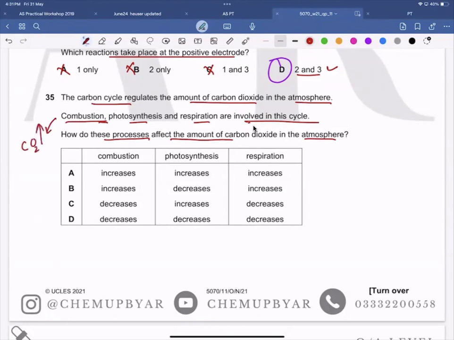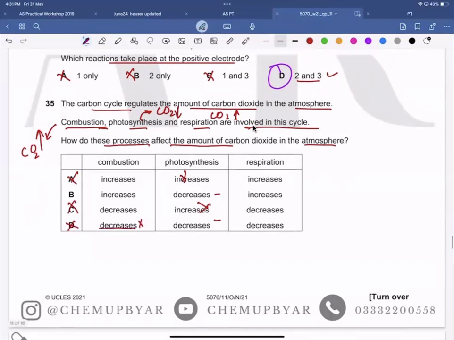So the level of carbon dioxide increases. Photosynthesis uses carbon dioxide, so the level of carbon dioxide decreases, and in respiration, carbon dioxide is exhaled, so it increases. So with photosynthesis, it's decreased, which makes B and D correct. And in combustion, the carbon dioxide level is not decreased, it is increased. So D goes wrong as well. So B is the correct answer.